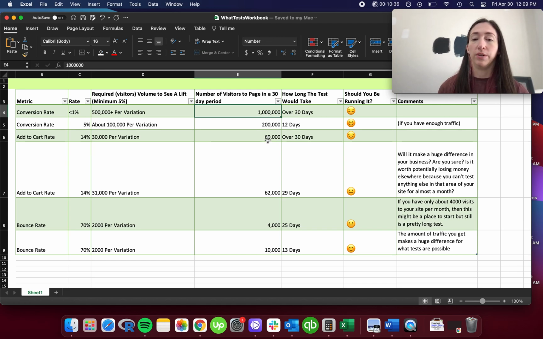So what you should be doing then, if you have that much traffic, is maybe looking at something like add to cart rate. And this process goes further and further back depending on how much or how little traffic you have.